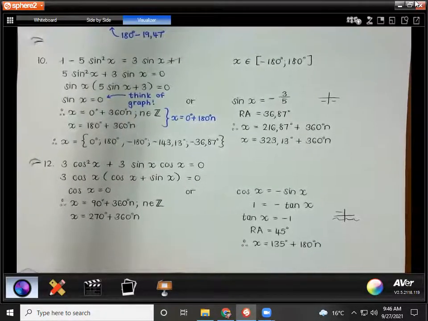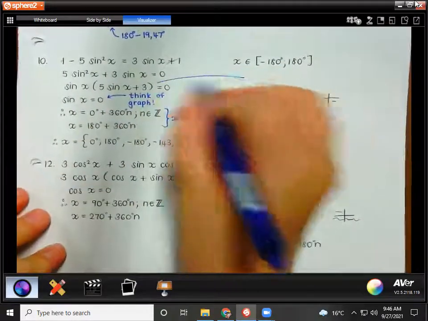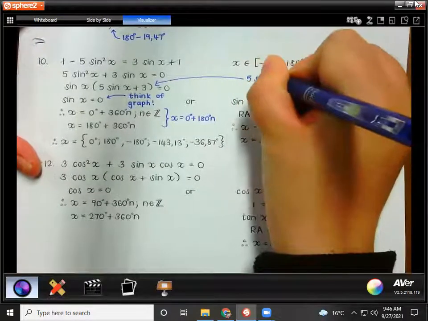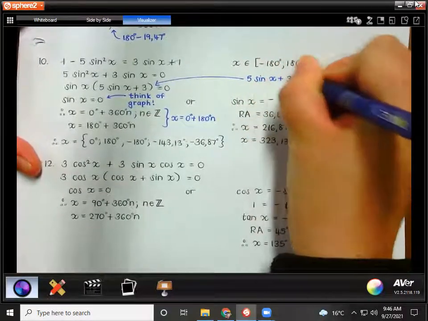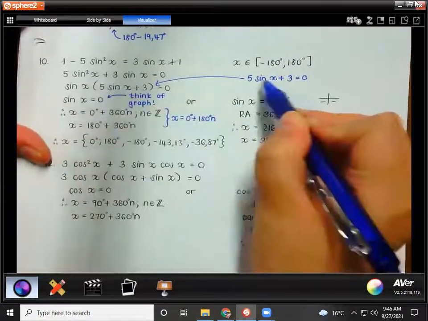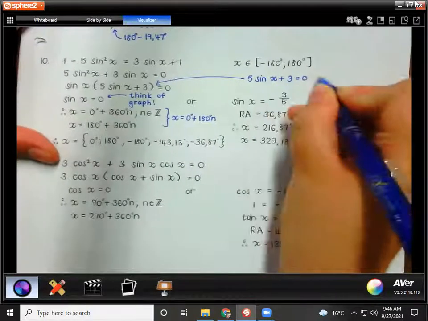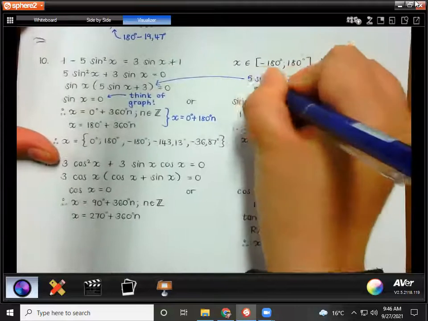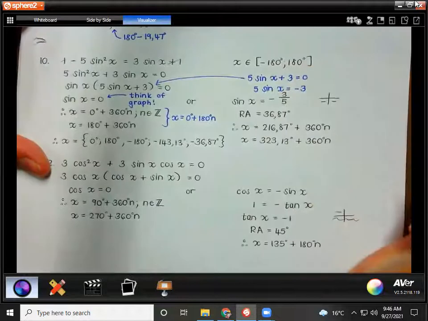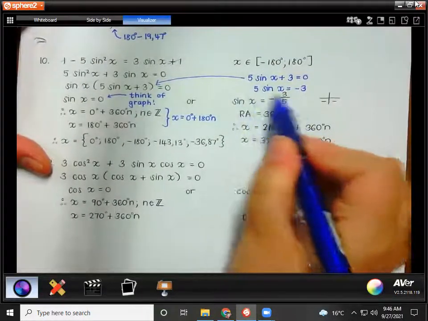Okay, for the next one, I left out some steps there. I'm just going to add them in here. So for making this bracket equal to 0, it's fine. Obviously, if you wrote all of those steps down, there's nothing wrong with that. So you would say either sine x must equal 0 or the bracket must be equal to 0. Then you're going to take that 3 over, it's going to become -3. So you'll have 5 sine x equal to -3. And then you're going to have to divide by 5. So that's where that came from.